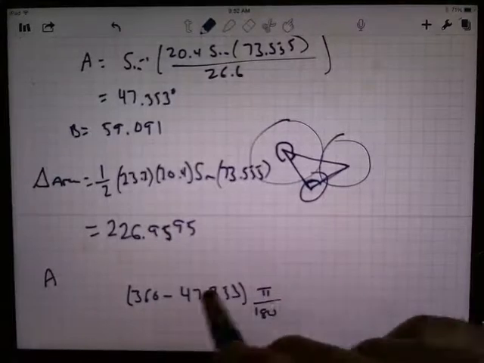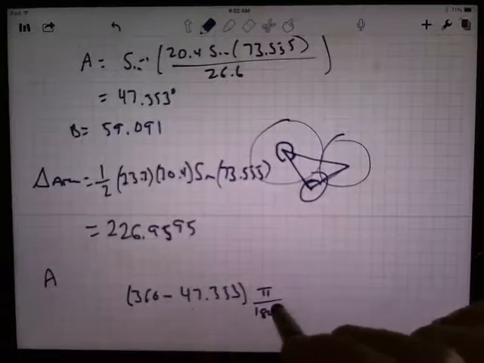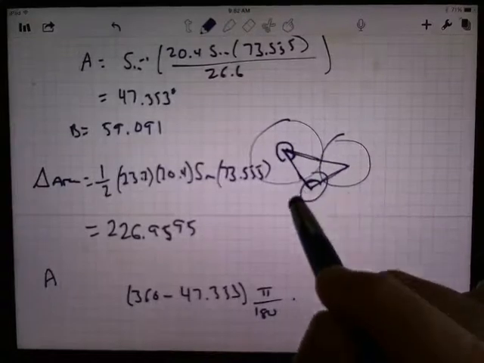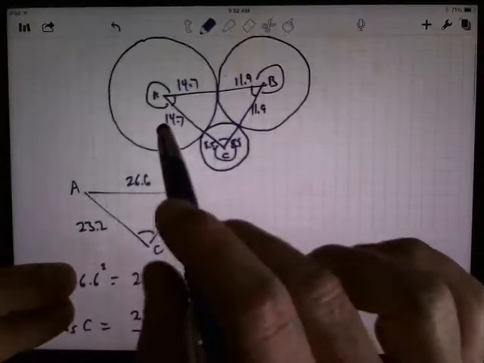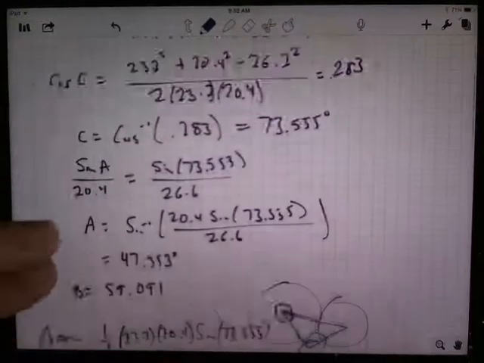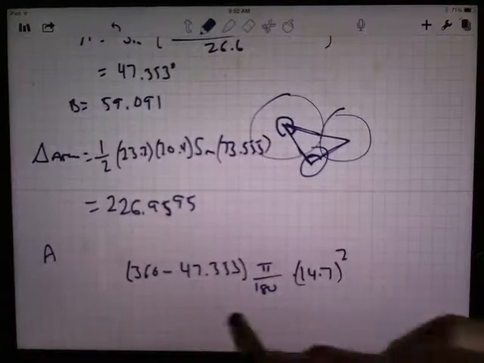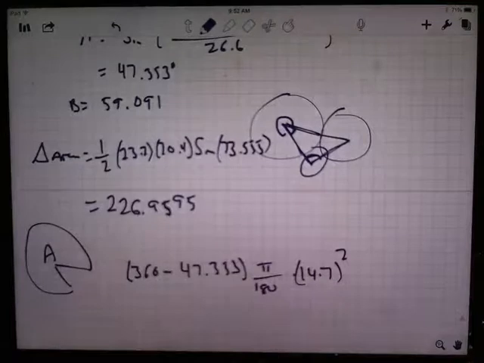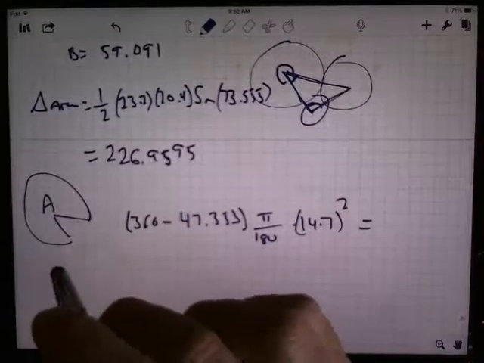And then, so that's the angle, and then I'm going to multiply by the radius squared. Well, in that circle on A, what was the radius? Way back up here, that was the 14.7. So I'm going to take 14.7 and square it. So this Pac-Man area around angle A is going to equal that amount, whatever that is.